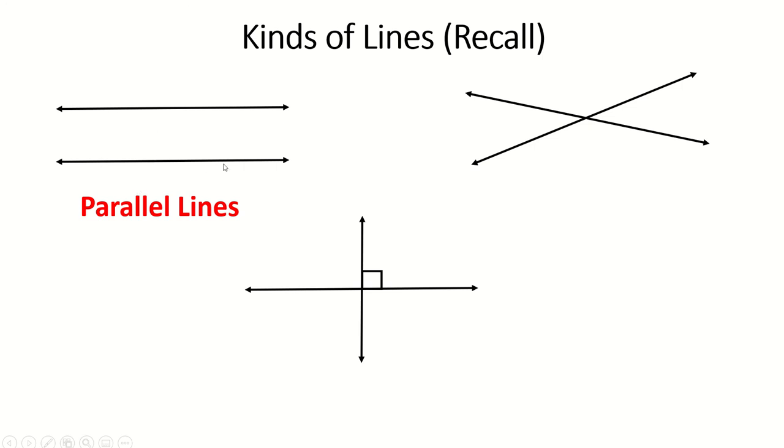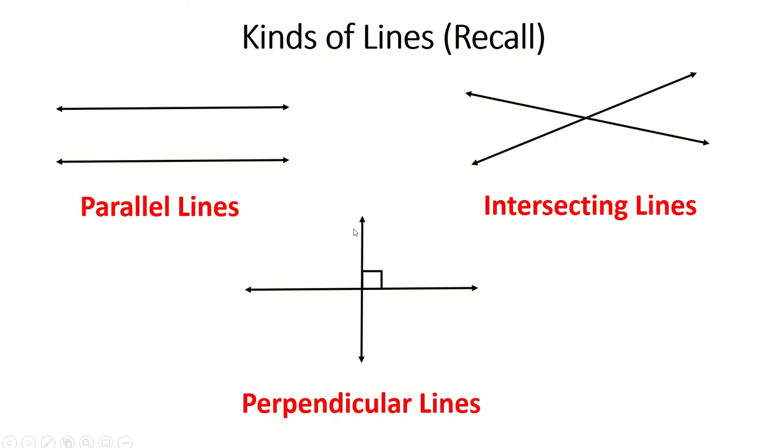For the second figure, we have intersecting lines, as long as they have a common point. And finally, these lines are intersecting lines, but what makes them special is that the angles being formed here would be a 90-degree angle. So that makes them perpendicular lines.